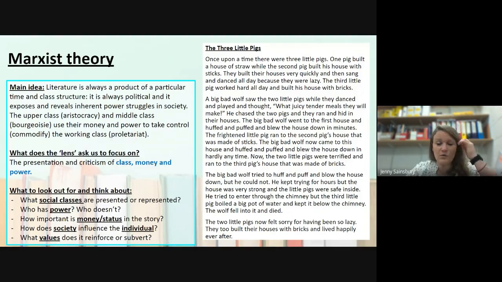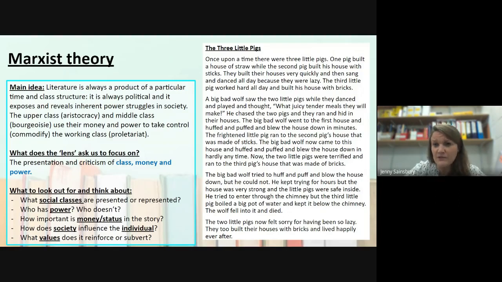Have a little read of the questions that are at the bottom of the slide. All right, these are the questions that you're going to be asking yourself and asking of the text in a moment independently. You're going to reread the text and think about what social classes are presented or represented if they are not explicitly there. Who has power and status and money and who doesn't? What values are reinforced or subverted?